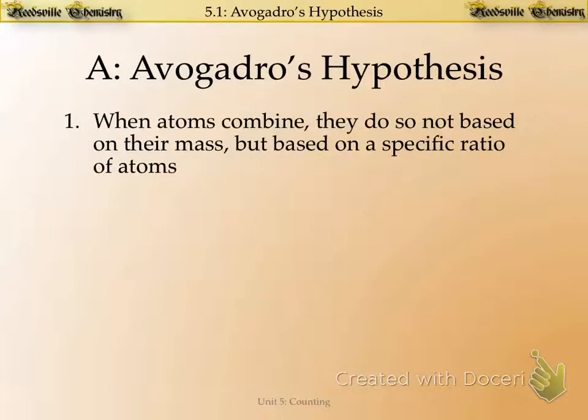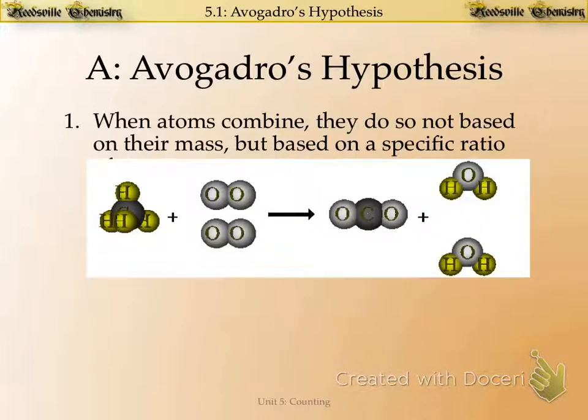All right, so when atoms combine, they do so not based on their mass, but based on a specific ratio of atoms. So it's going to be important that we know exactly how many atoms we're working with. It's not good enough to just place the stuff on a scale and figure out what we're going to get out the backside. So here's an example of a chemical reaction that involves methane.